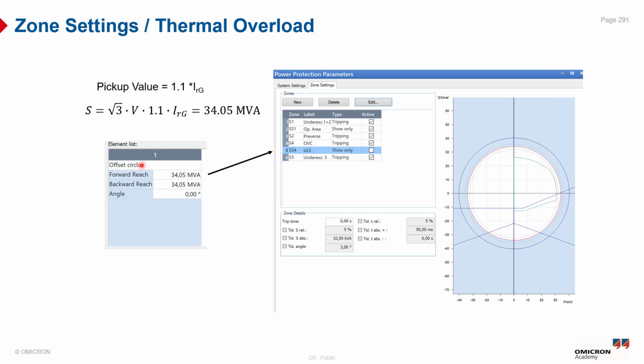Using the apparent power formula, S equals root 3 multiplied by voltage multiplied by 1.1 of the rated current, we obtain an apparent power of 34.05 megavolt ampere, and this value represents the point at which the generator starts to experience excessive heating due to overcurrent. Setting the pickup slightly above the rated current allows the generator to handle short duration overloads without tripping unnecessarily, while still ensuring protection against sustained thermal stress that could damage the stator windings and insulation.